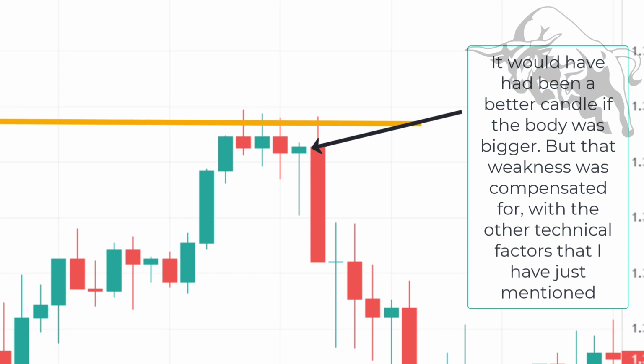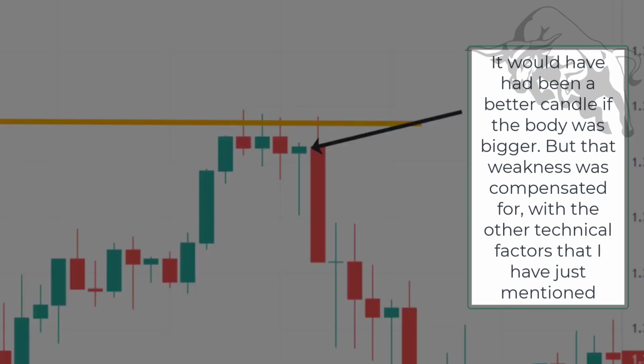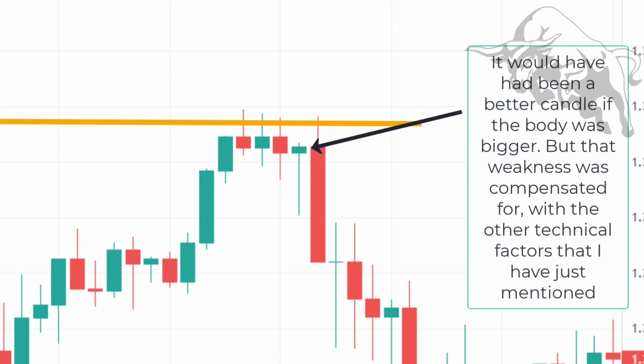Notice the small body of the candle and the small, barely noticeable wick above it. It would have been a much better candle if the size of the body was bigger. Such a small size of the hanging man candle's body will reduce the strength of the pattern.